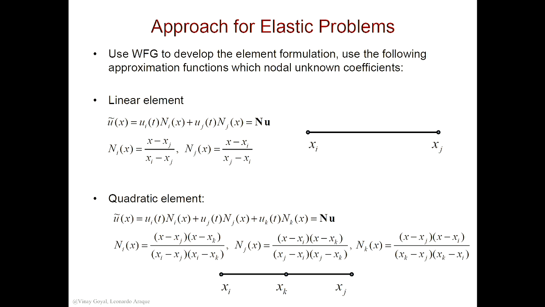And these are the shape functions, which everybody here is familiar with how to get. You should be very familiar with how to get them without going through the math. We talked about how to do that a few lectures ago, okay? So now my unknown coefficients are u_i, u_j, and u_k as a function of time. Okay, any questions so far?